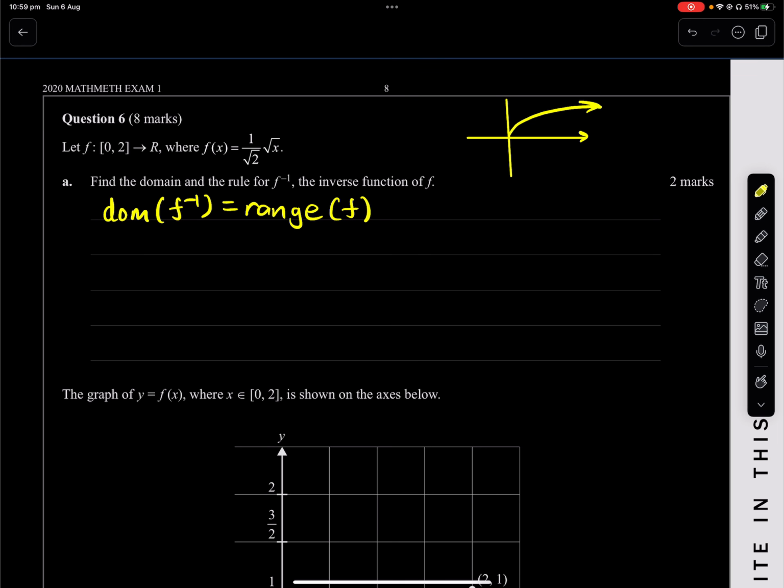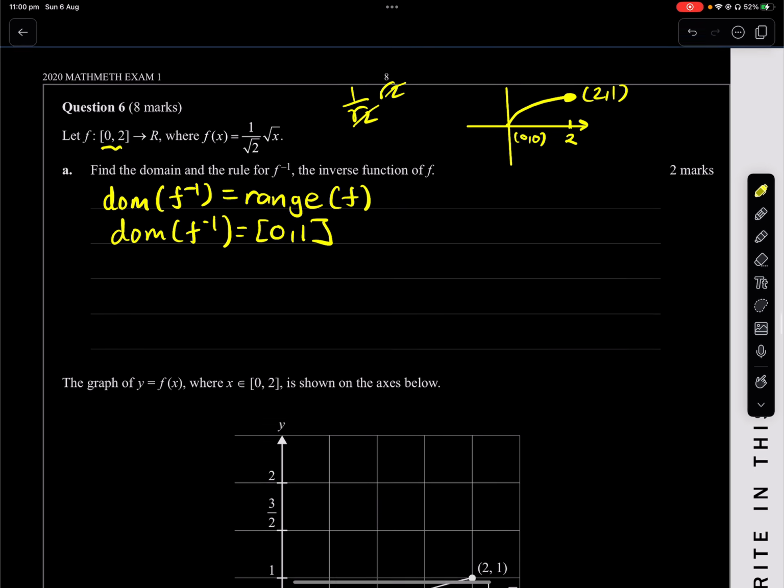And you have 0, 0 here, but we have a restriction here, so it's from 0 to 2. So let's say you just remove this part here and say it's closed over here, close bracket, and this part is 2, so this point over here is what? 1 over root 2, 1. So the range of f, so your domain of f inverse is from 0 to 1, all included. Nice.